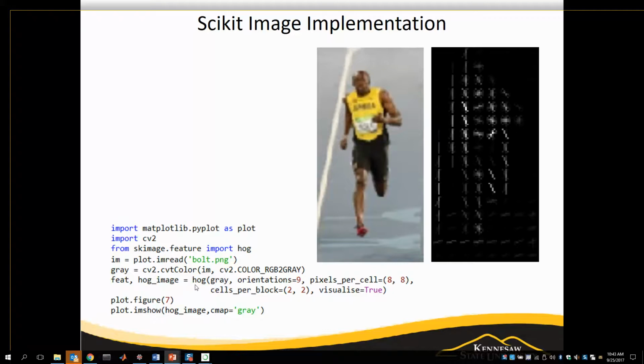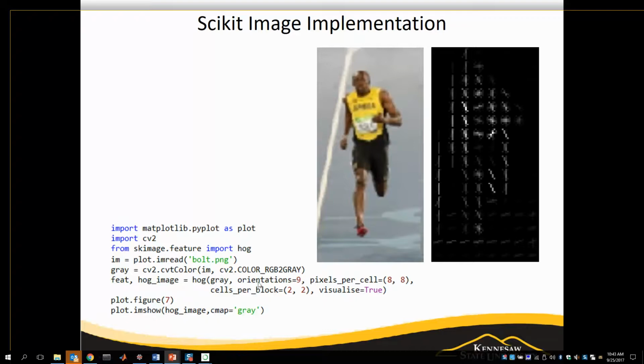But here I imported only HOG, which allows me to call HOG simply by HOG. Now, if I had done from skimage.feature import star, that would import all of the functions, and they might have names that overlap with things you have in there. So this is a way to pull in just one of them and not have to type a bunch of stuff before the HOG. Okay? So I load in Usain Bolt's picture, I convert it to grayscale, and then I run the HOG on it.